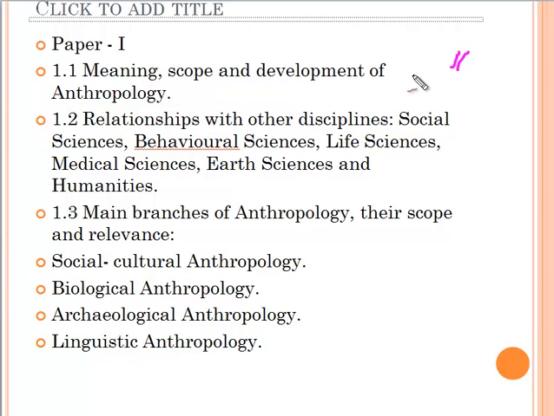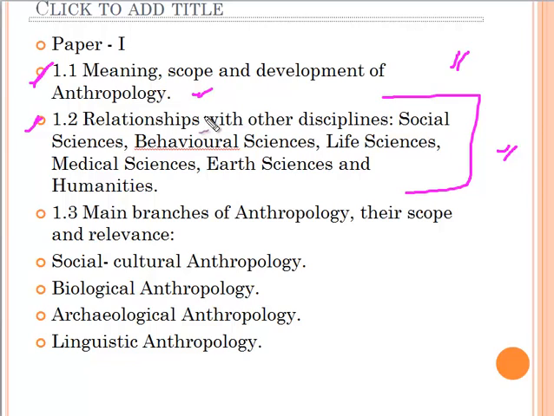So we will start. In this particular topic not many questions have been asked in previous years. Just mug up the definition of anthropology, that's it. In 1.2, relationship with other disciplines: social sciences, behavioral sciences, life sciences, medical sciences, earth sciences and humanities. This has been elaborately given in Braintree. You can study from there.